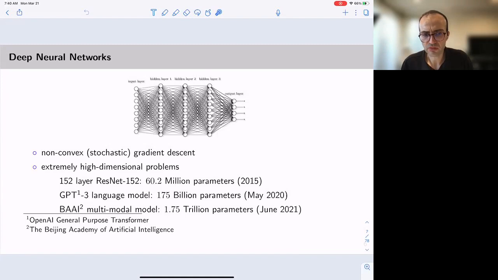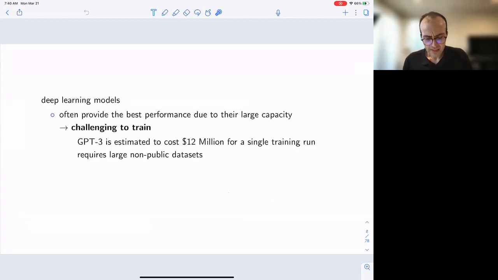Non-convex problems are quite hard to solve. And there are lots of challenges associated with that. First of all, the training problem is quite hard to solve. An example is this GPT-3 language model. It costs $12 million to train this model. A single training run costs this much. And also quite large data sets which are not public. From the academic side, it is quite hard to compete with big companies in terms of the finance and also finding the data sets.